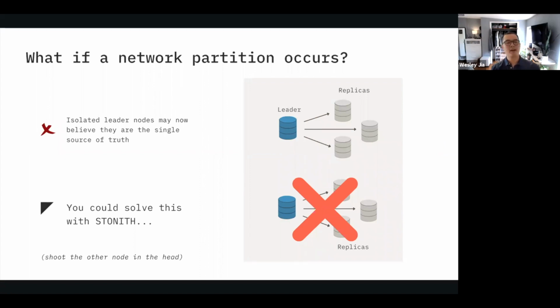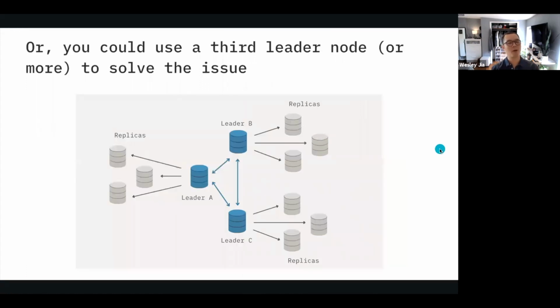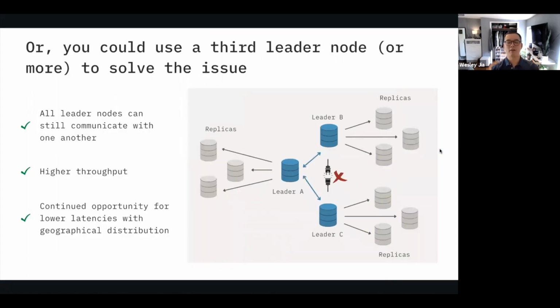And if you might have guessed, another answer here is to simply add a third or more leader nodes. So now we have 3 leader nodes and we can see how we can solve the issue. So let's take an example where the connection between leader B and leader C goes out. Well, that's not a problem because they can still communicate with leader A as an intermediary. Additionally, we also reap the benefits of higher throughput because we have more nodes to support operations, and we have continued opportunity for geographic distribution and lower latencies.